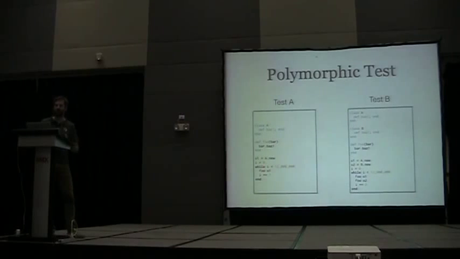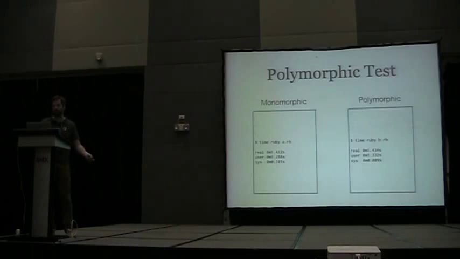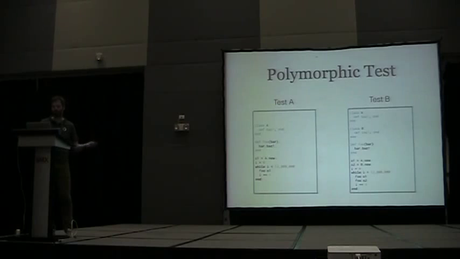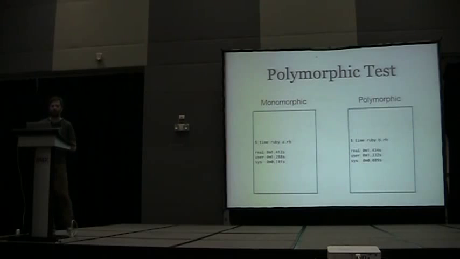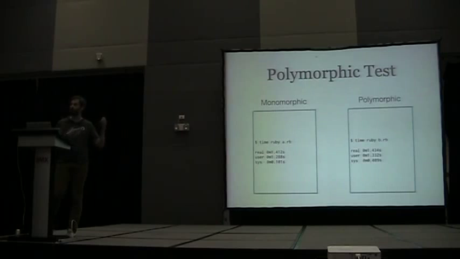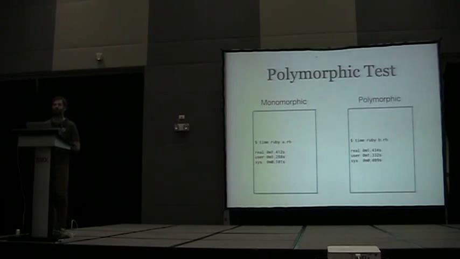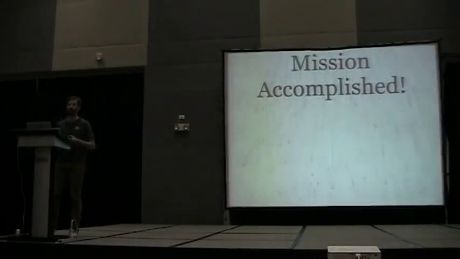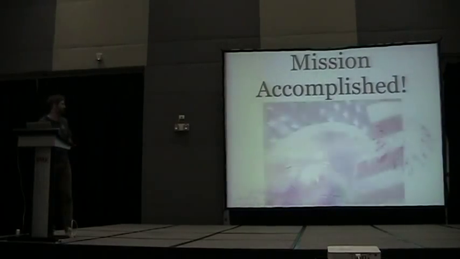All right, so let's go back to that previous benchmark that we had. Test A and B. We had a monomorphic version on the left-hand side and polymorphic on the right-hand side. Now, if we run this test again with that patch applied, you'll see that the times are almost exactly the same. So the monomorphic version is the same speed as the polymorphic version. We've sped up the polymorphic version. So this is great. Mission accomplished. We win. Yes.